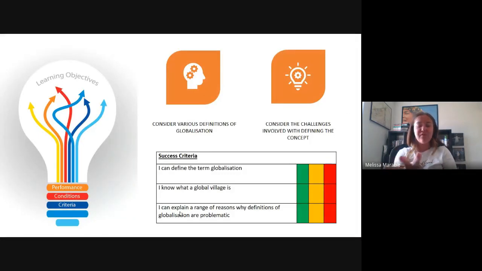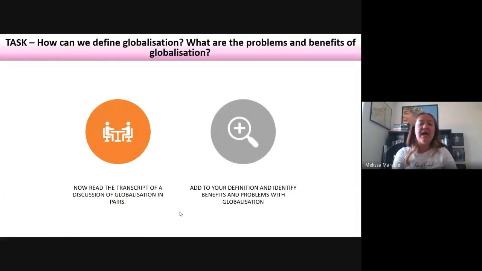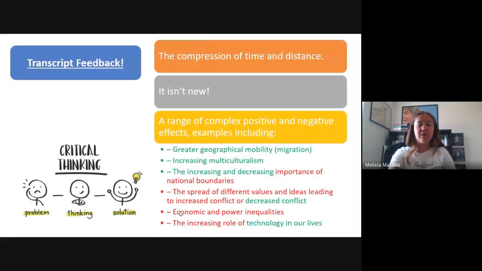Okay, so let's revisit this. Learning objectives. I know what a global village is. Hopefully we're feeling green. Okay, so next up, we're now going to look at positives and negatives about defining it. So you've done that activity, so I'm going to zoom past this.